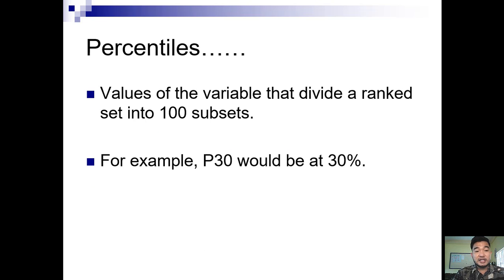We move on to the next measure of position, which is the percentile. Percentiles are values of the variable that divide a ranked set into 100 subsets. Kanina, sa quartiles, hinati lang natin yung set of scores into 4. Here, sa percentiles, hinahati natin yung set of scores into 100. Kaya siya percentile. Okay? For example, 30th percentile would be at 30%.